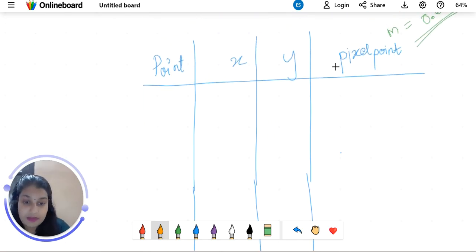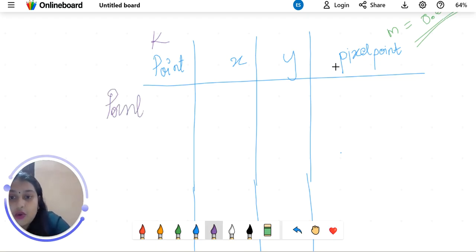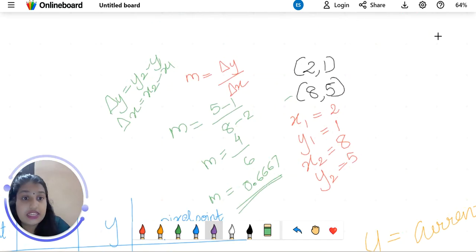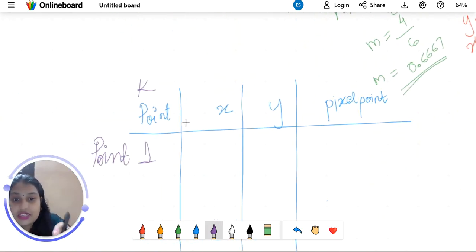Now we will draw a table like this. We have point k, x, y and pixel point. For the first point, you can write point 1. What is x given? It is already given as 2, 1. So we can write 2, 1. The pixel point is the rounded off value. There is no need to round off because it is a whole number, so we write 2, 1 just as it is.